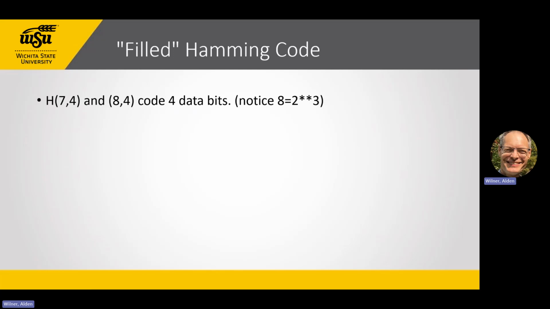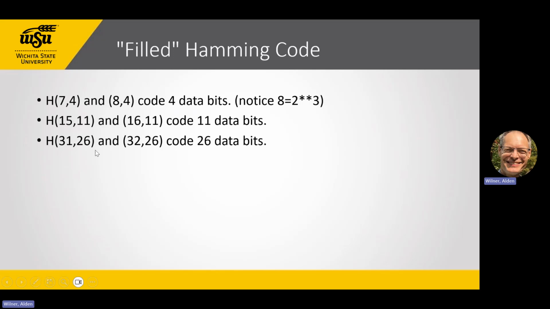Let's get a little bit into the weeds here. Hamming 7,4 and 8,4 code 4 data bits. 8 is a power of 2, 2 to the 3rd, right? So Hamming 15,11 and 16,11 code 11 data bits. That's the next power of 2, 2 to the 4th, right? Hamming 31,26 and 32,26 code 26 data bits. Again, 32 is 2 to the 5th, right? We take 31, subtract 5, we get 26. We take 15, we subtract 4, we get 11.